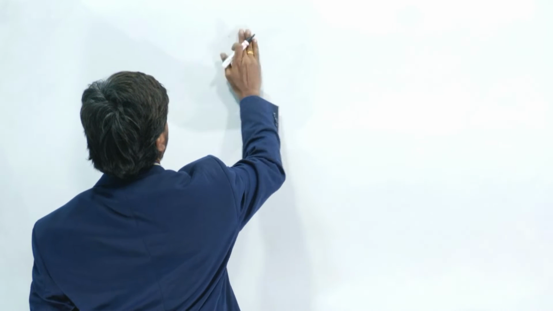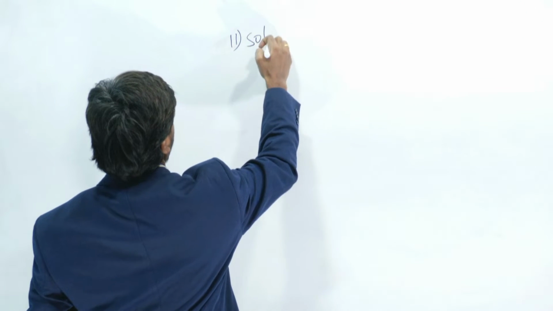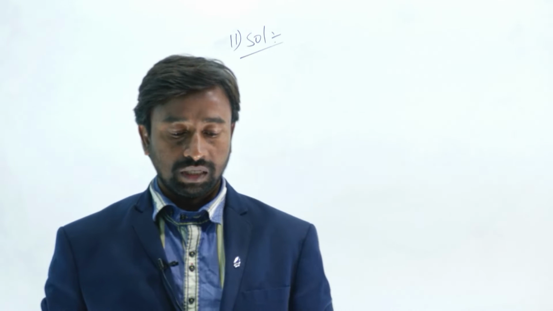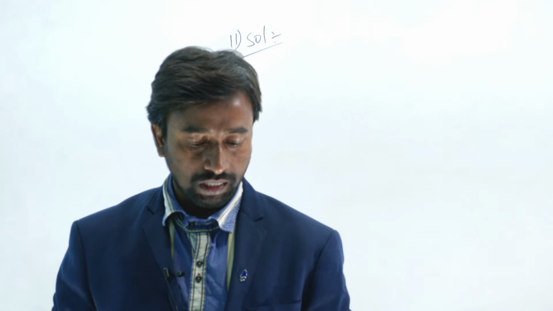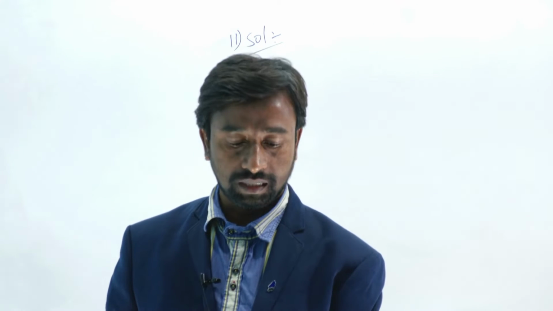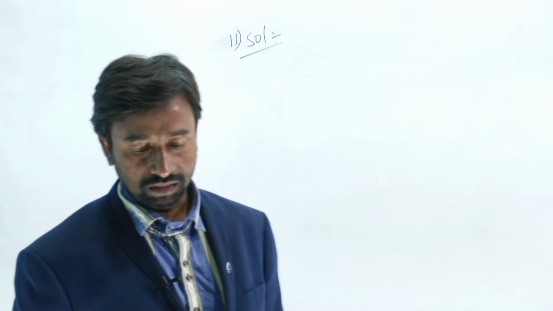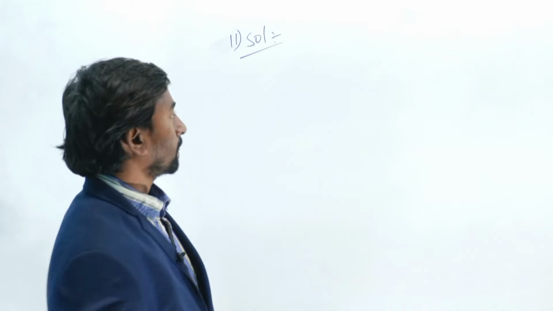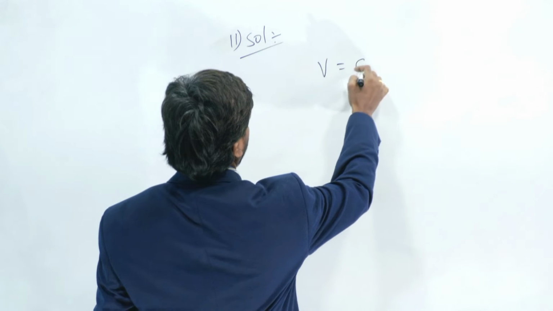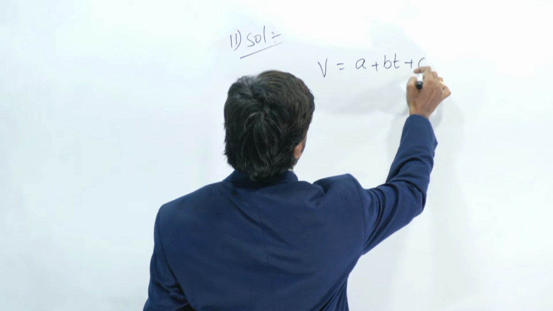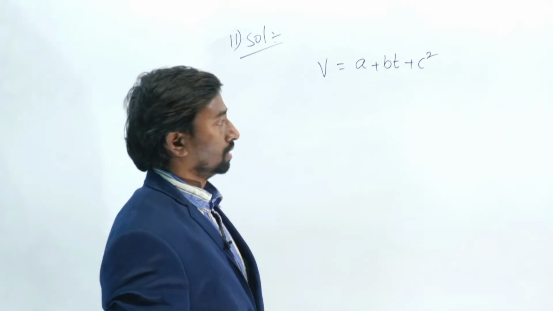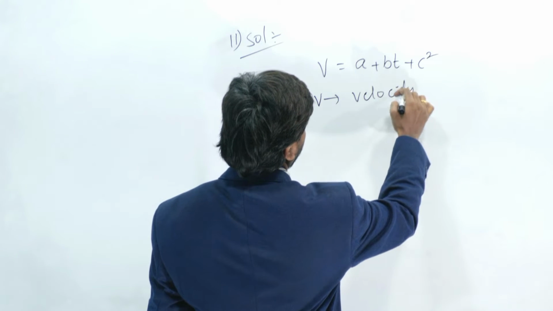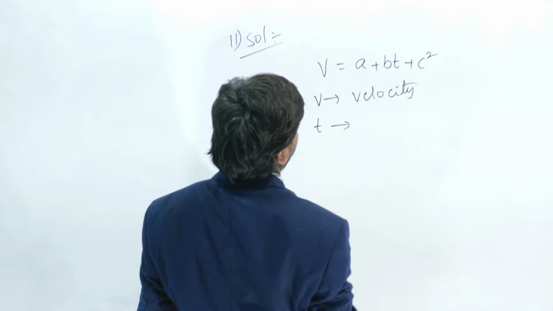They have given here one equation, that equation is V is equals to A plus BT plus C square, where V is the velocity and T is in seconds. The dimensional formula of C, they are asking the dimensional formula of C. So here the equation is given, V is equals to A plus BT plus C square. Here V will be the velocity, and T will be the time.